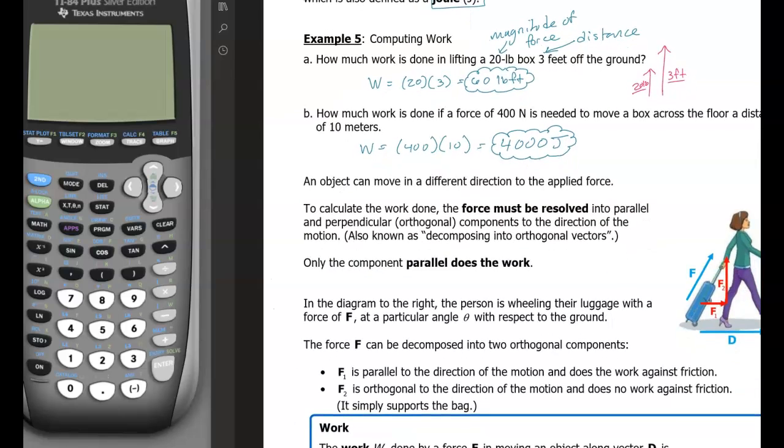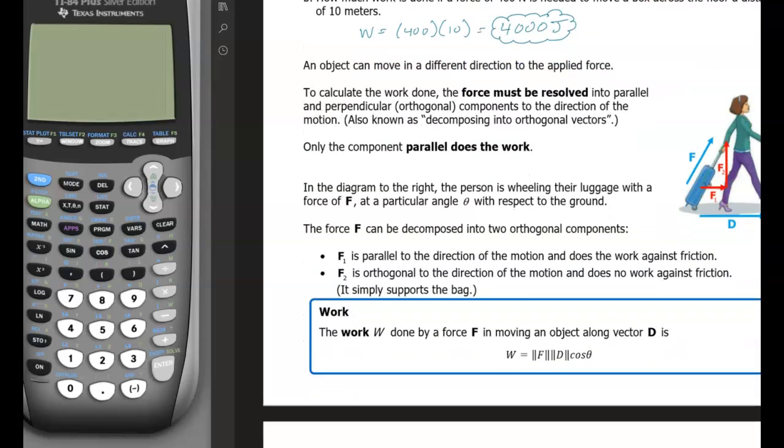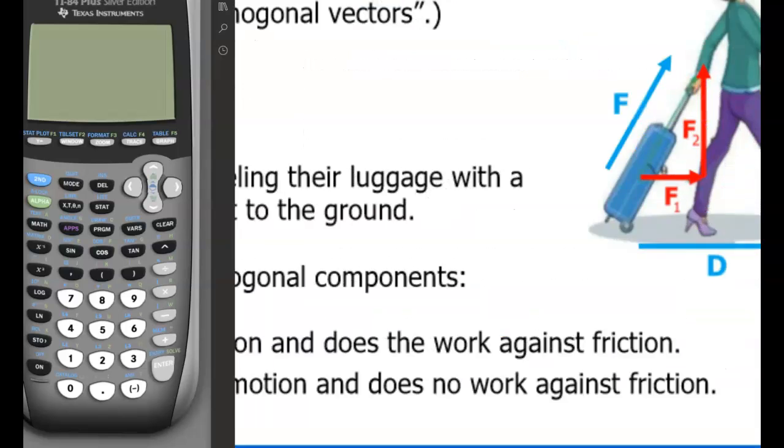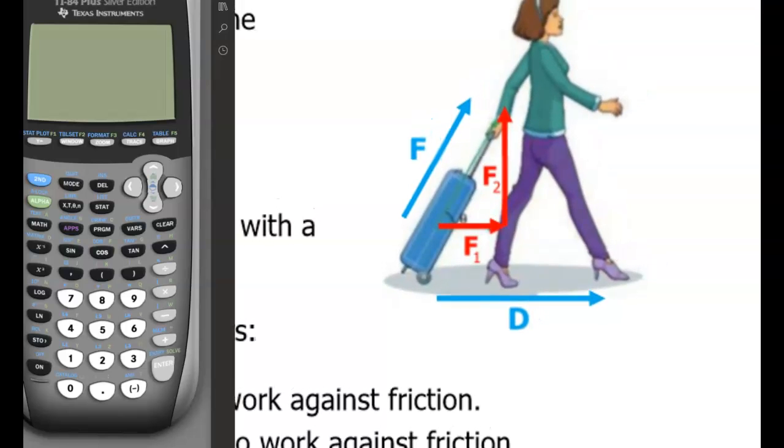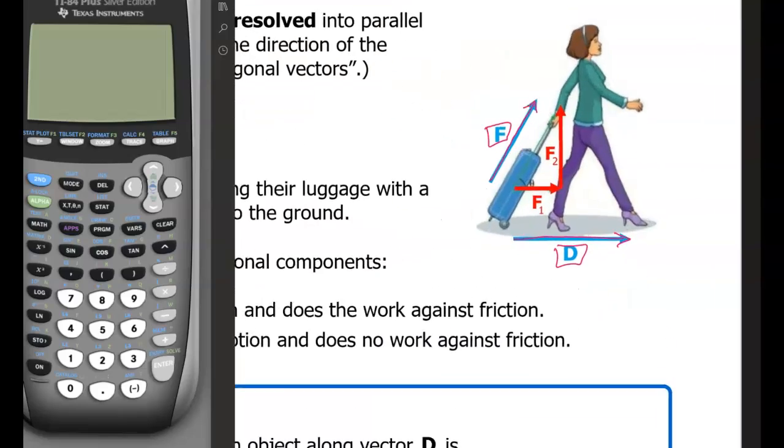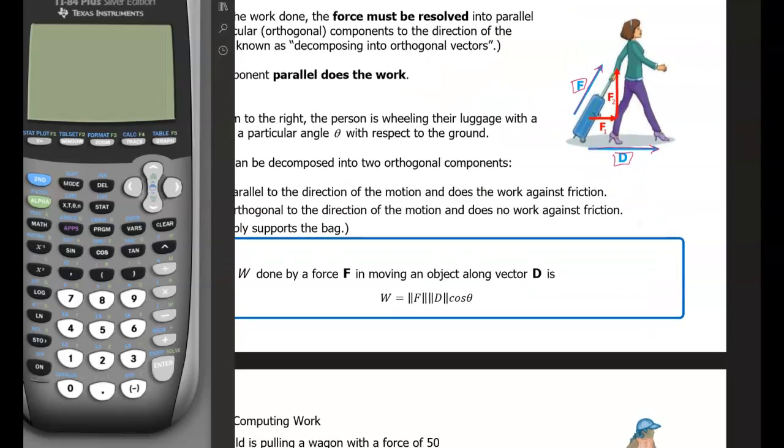If the force is not going in the same direction as the movement, we have to add something to the end. So for example, right here, notice how this lady is applying a force upwards and to the left, whereas the movement of her suitcase is going directly to the right. All we have to do to compute work, instead of just multiplying the magnitude of the force times the distance, is multiply the magnitude of the force times the distance times cosine of the angle between them.